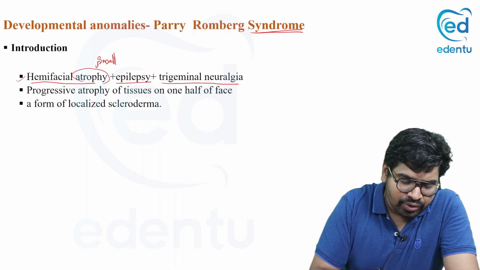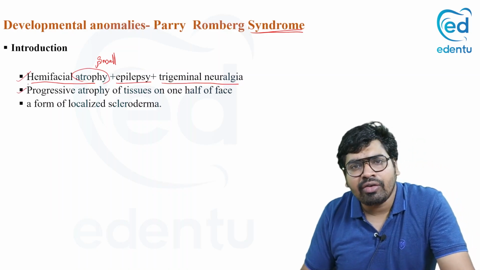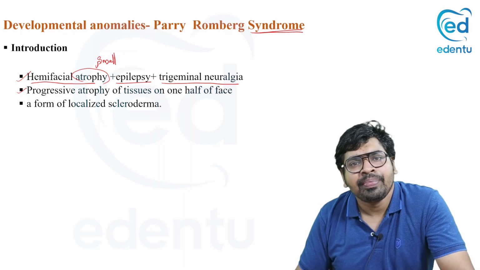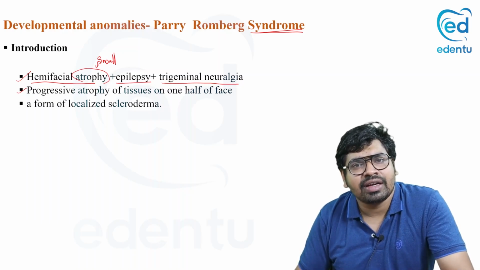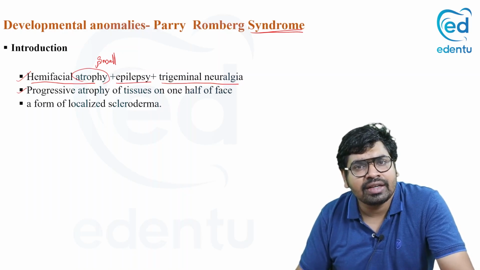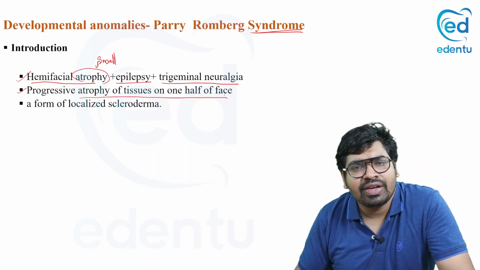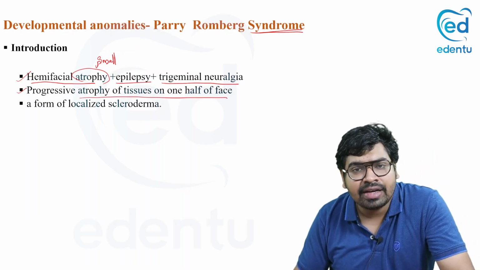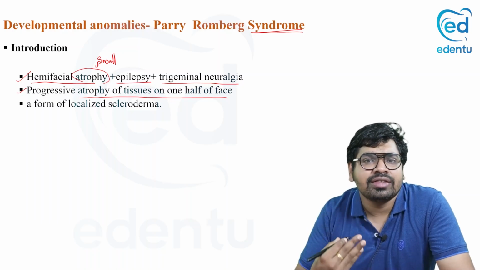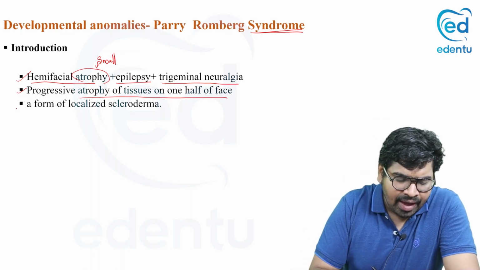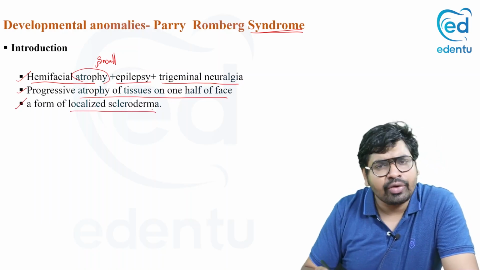What you see here is atrophy of tissues on one side of the face. You know what is meant by atrophy. It means the tissues on one side of the face are getting small, or wasted. The muscles, skin, fat, the glands and the teeth on one side of the face are all small and atrophied. And it is a localized form of scleroderma.